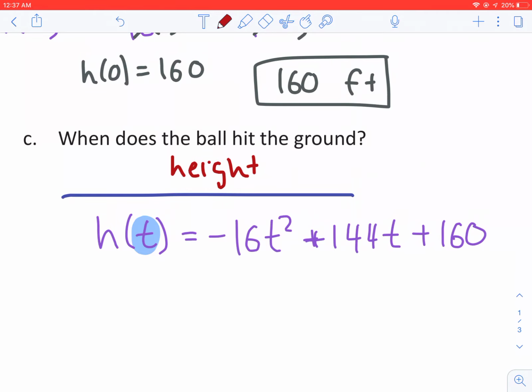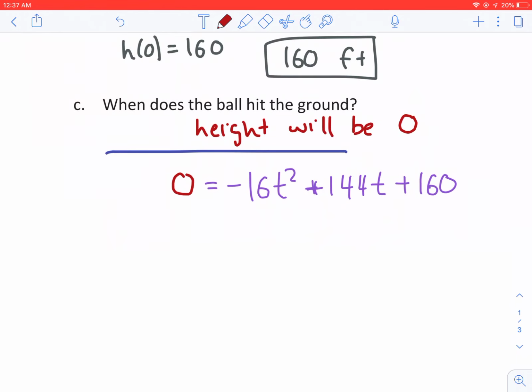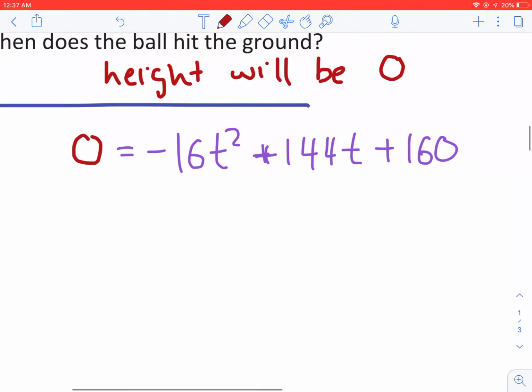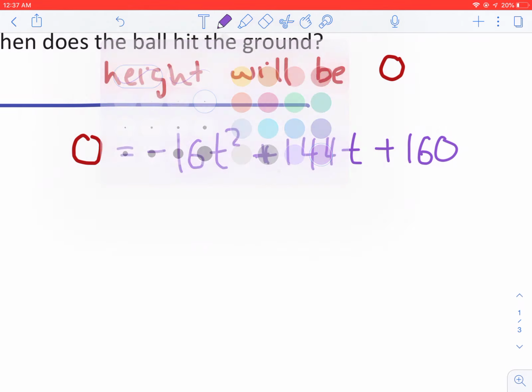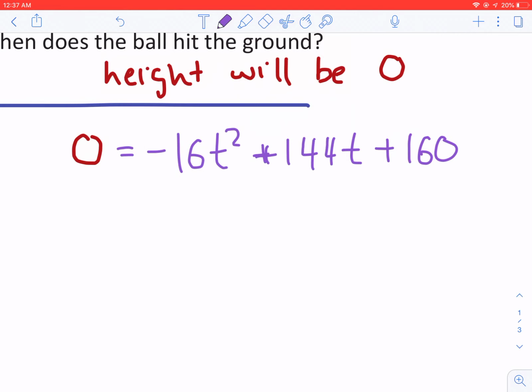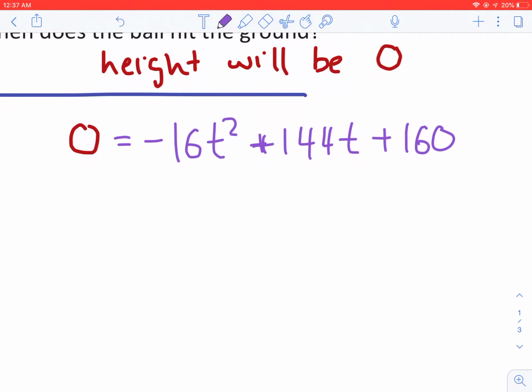Height will be 0 when it hits the ground. So this h of t, which represented the height, I'm going to replace that with a 0. And I want to solve this equation now. So how do we solve a quadratic equation like this? Well, it's equal to 0. That's good. It's in standard form, which means we're going to factor. So let's look for a GCF.